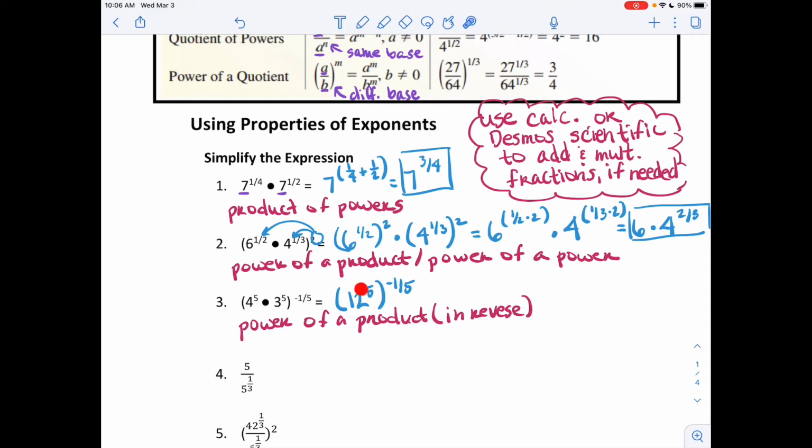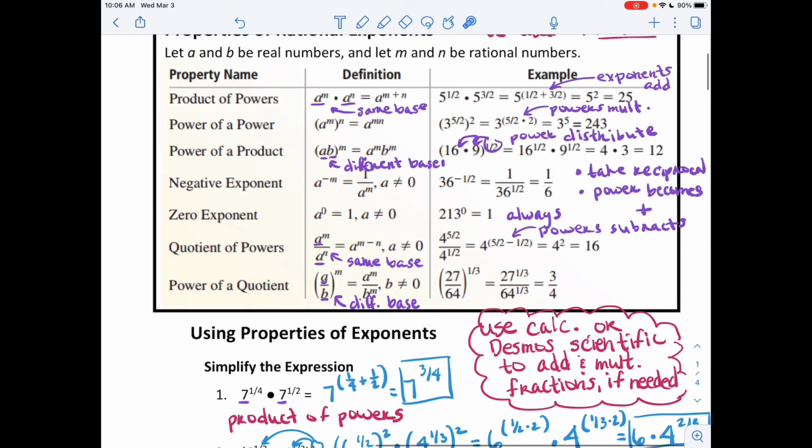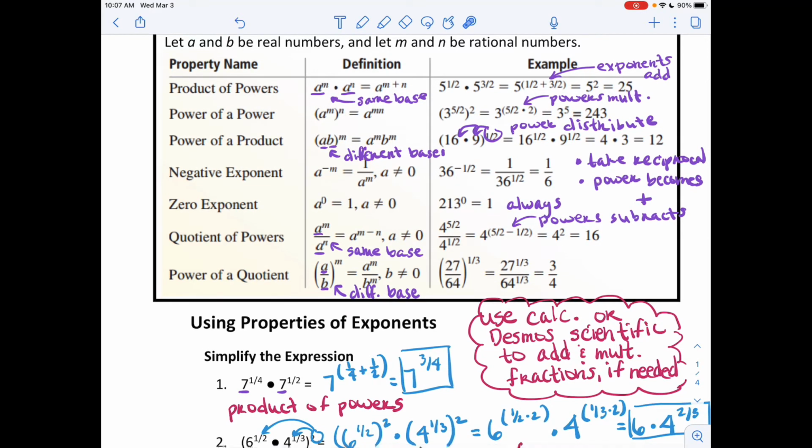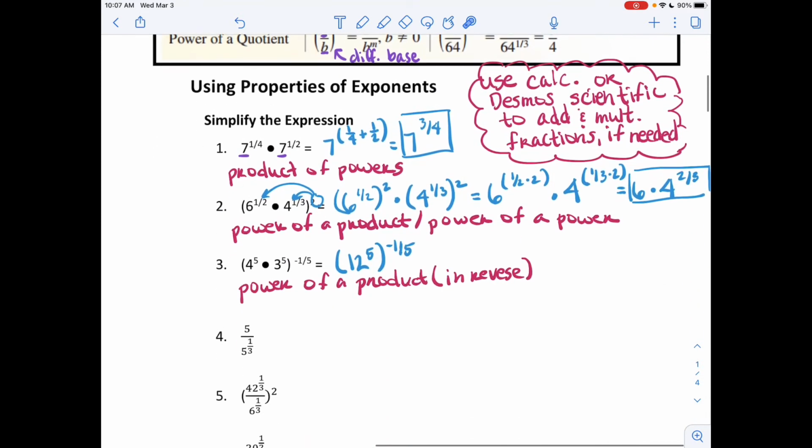So we have something raised to a power in parentheses, and then outside the parentheses we have another power. That's going to be this one, power of a power. Something in parentheses raised to a power, raised to another power outside. So power of a power says that our powers are going to multiply. So let's do that.